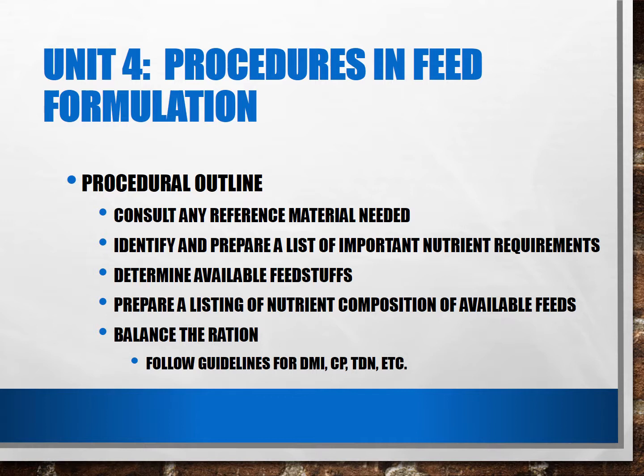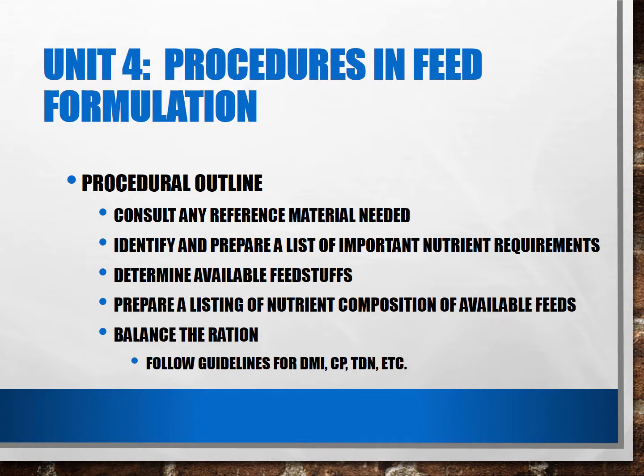Consult any reference material that you think you might need, that NRC, extension research, whatever it might be. Identify and prepare a list of important nutrient requirements that you're going to be looking at balancing for. Next is think about available feedstuffs, and I can't emphasize this enough. There are a lot of feeds that we can put in the diet that balance a ration out, but they may not be easily available for you to get, or may be cost prohibitive to be delivered to your operation or to your feed mill. So determine what's actually available and realistic for you to feed.